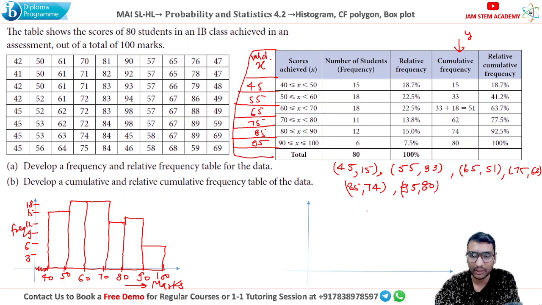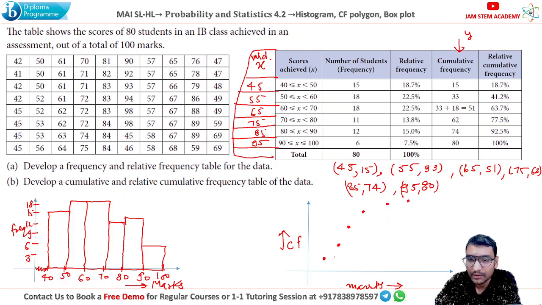Now mark these points on this cumulative frequency graph. Here we have cumulative frequencies along y and marks along x. Okay, now plot these. We will have 45 comma 15 as the first point, so let's take it here. Then the next point will be 55 comma 33, so it can lie here. The next point is 65 comma 51.